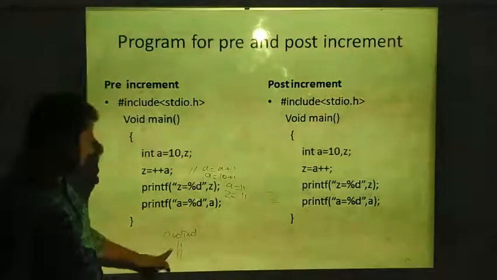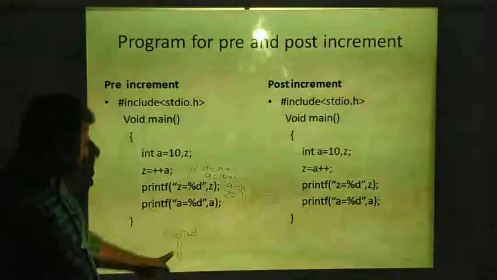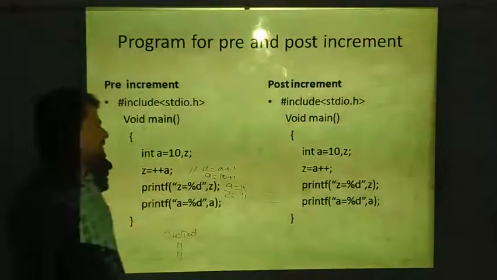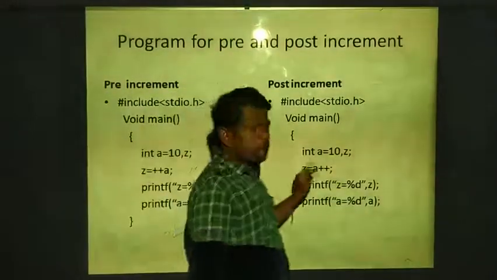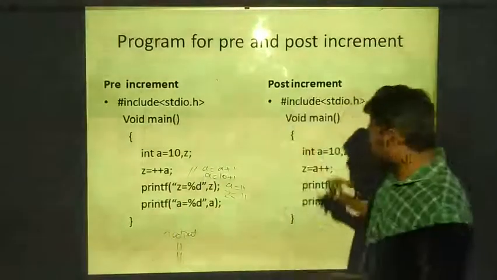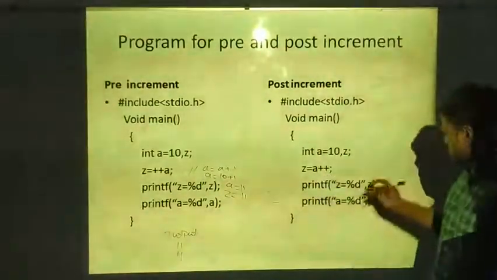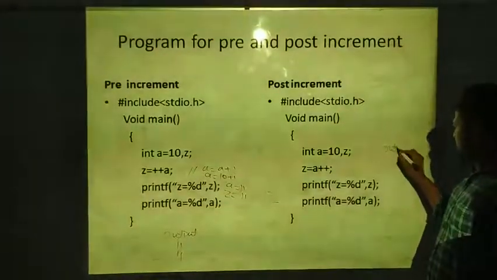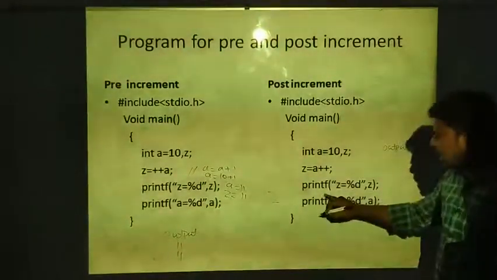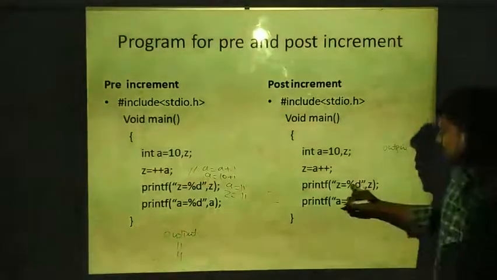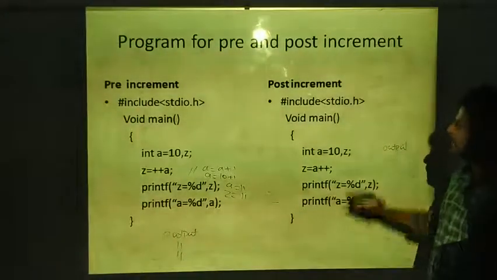The output for this is what? 11 for this printf statement and 11 for this printf statement. If we see post increment, in post increment the value of A will be printed first. So what will be the output of this printf statement? We are printing the Z value.